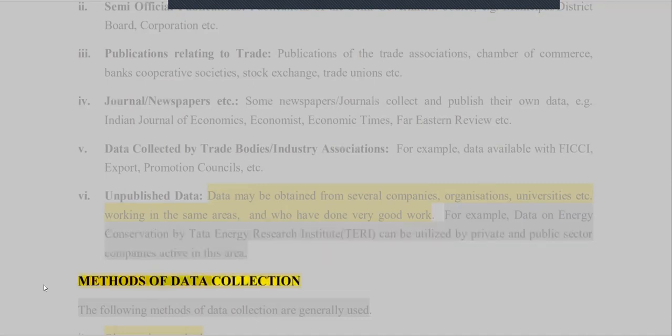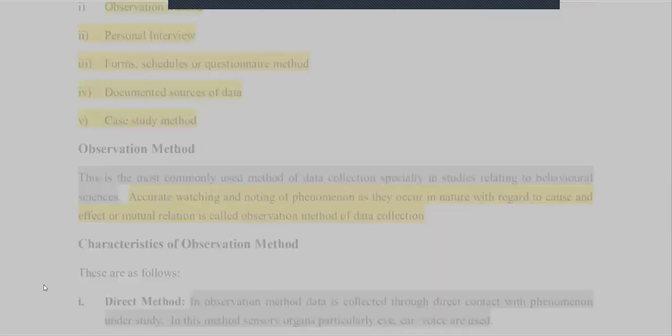Methods of data collection. The following methods of data collection are generally used. 1. Observation method. 2. Personal interview. 3. Forms, schedules or questionnaire method. 4. Documented sources of data. 5. Case study method.